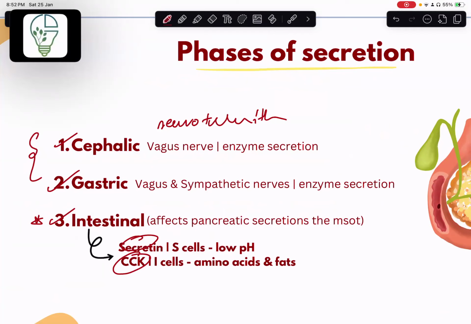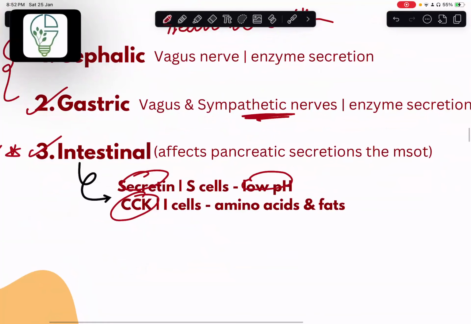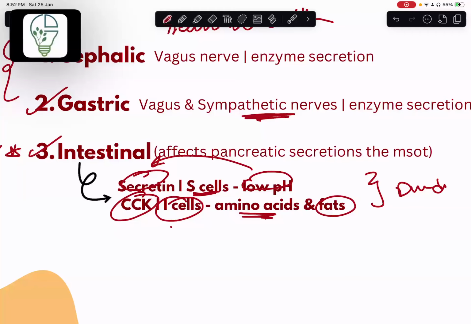Sometimes it is VIP, sometimes it is GRP, but mostly it is acetylcholine in the vagovagal reflex. But of course all of them are neurotransmitters used. Also note that the sympathetic innervation also induces enzyme secretion in the pancreas. As we said again, mainly it is the intestinal phase. Low pH induces secretin by S cells, and cholecystokinin CCK is induced by amino acids mainly and fats to a lesser extent, and is produced from I cells, and both of them from the duodenum.